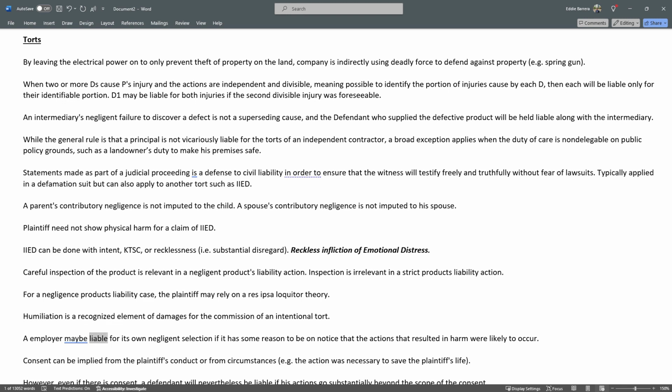An employer may be liable for its own negligent selection if it has some reason to be on notice that the actions that resulted in harm were likely to occur. Consent can be implied from the plaintiff's conduct or from circumstances, e.g. the action was necessary to save the plaintiff's life.